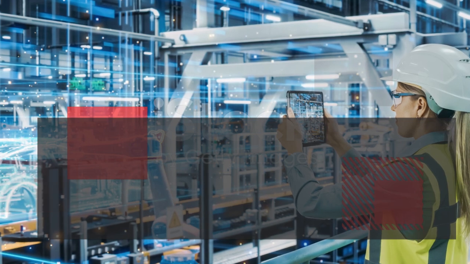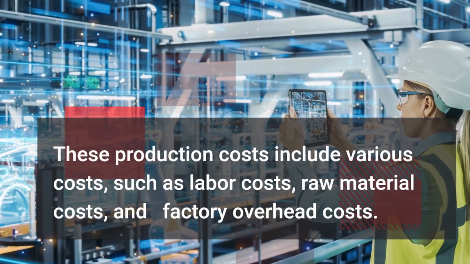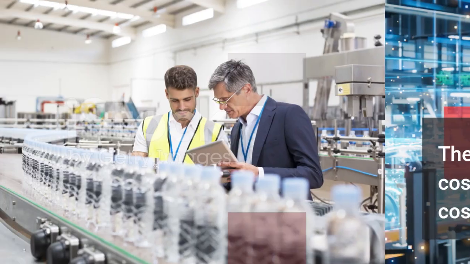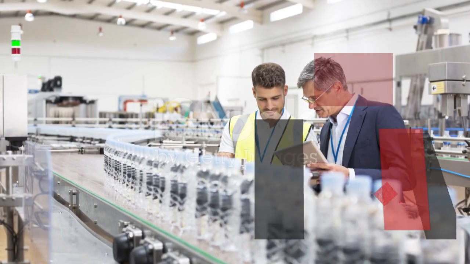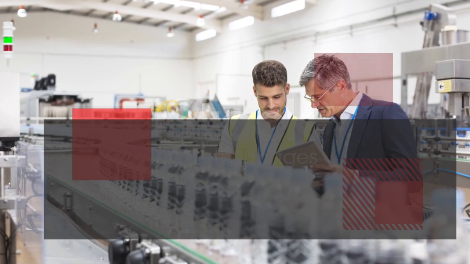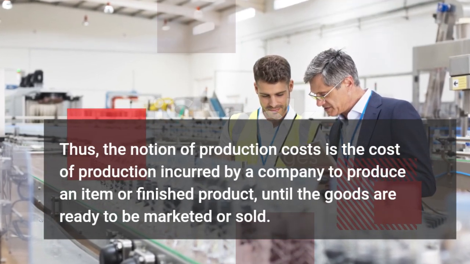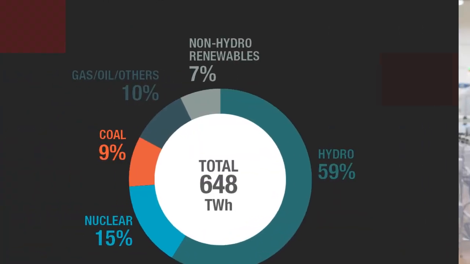These production costs include various costs, such as labor costs, raw material costs, and factory overhead costs. Thus, the notion of production costs is the cost of production incurred by a company to produce an item or finished product, until the goods are ready to be marketed or sold.